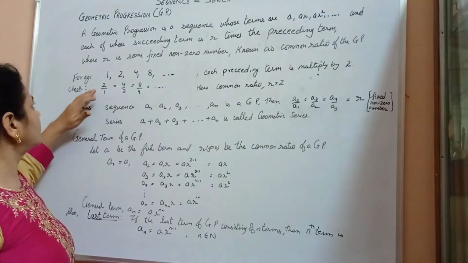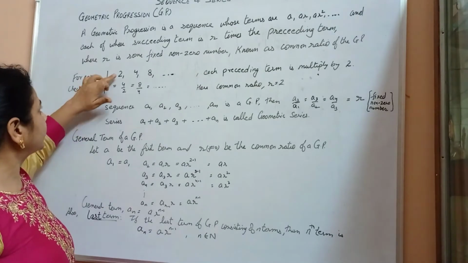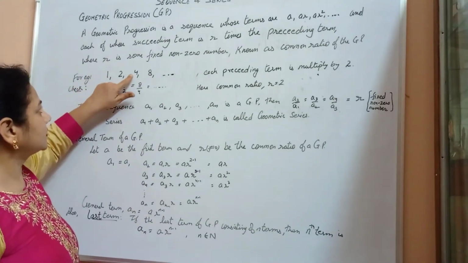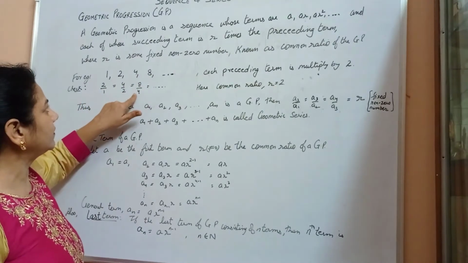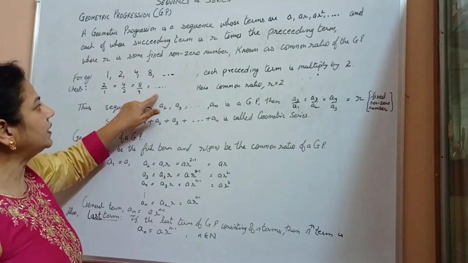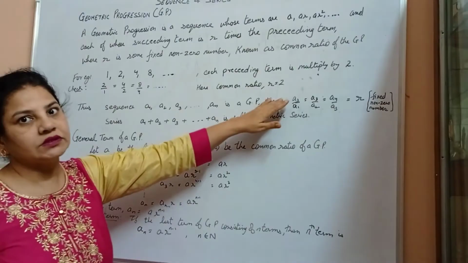We can check also: 2 divided by 1, the second term divided by the first term, 4 divided by 2, the third term divided by the second term, the fourth term divided by the third term and so on. Every time we are getting the common ratio as 2.